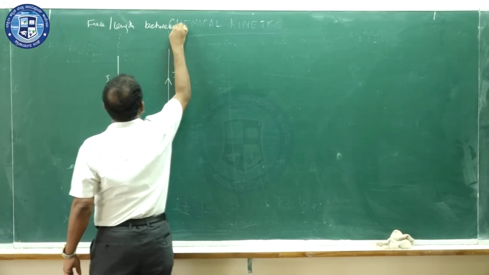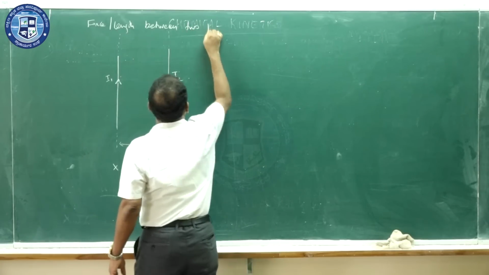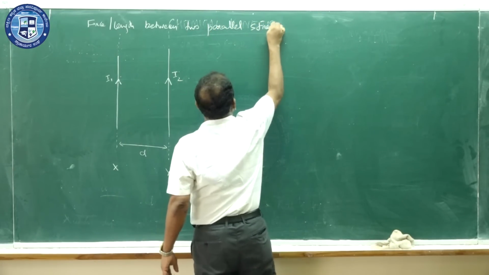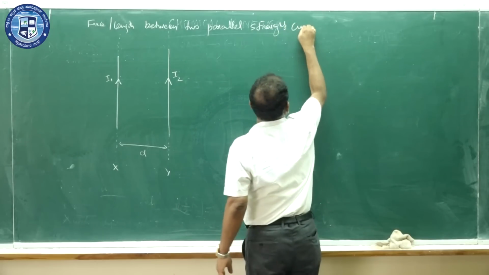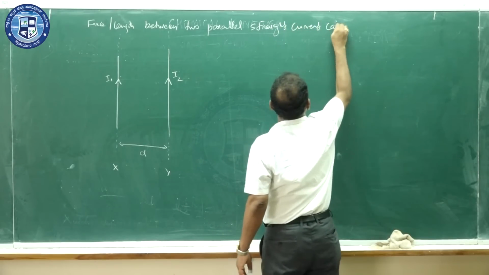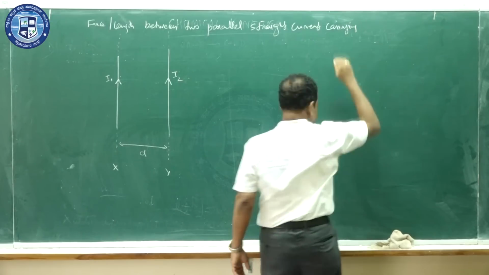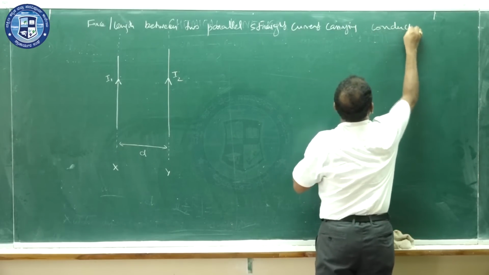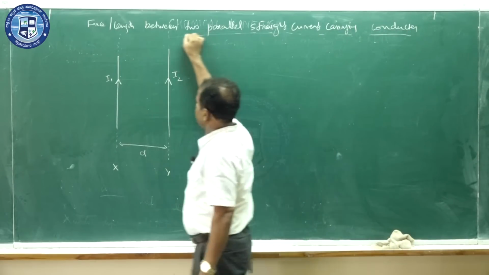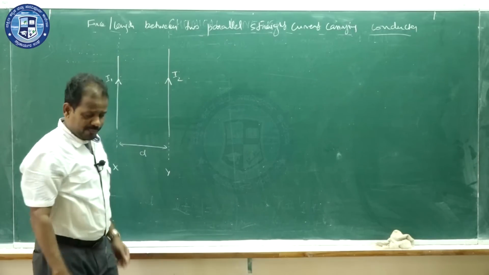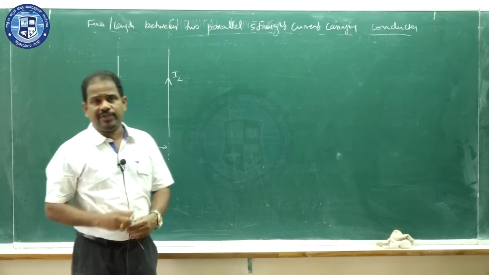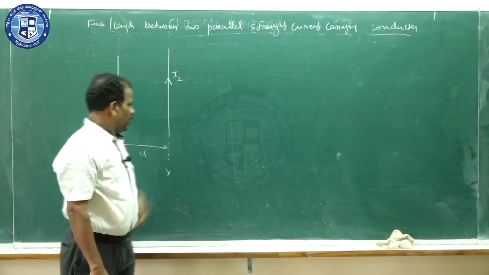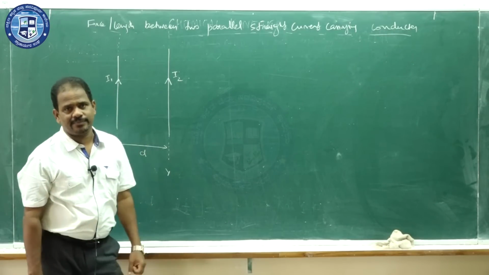between two parallel straight current carrying conductors. Expression for force per length between the two straight parallel current carrying conductors. Between them, what force is there?